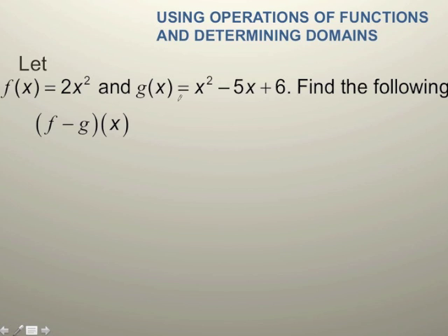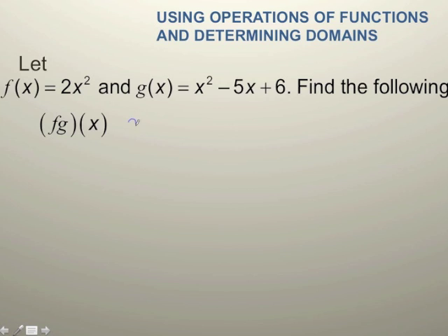Subtracting them, do remember to subtract all of g of x. So f of x is 2x squared minus all of g of x, which is x squared minus 5x plus 6. Removing the parentheses, 2x squared minus x squared plus 5x minus 6. So we'll end up with x squared plus 5x minus 6.